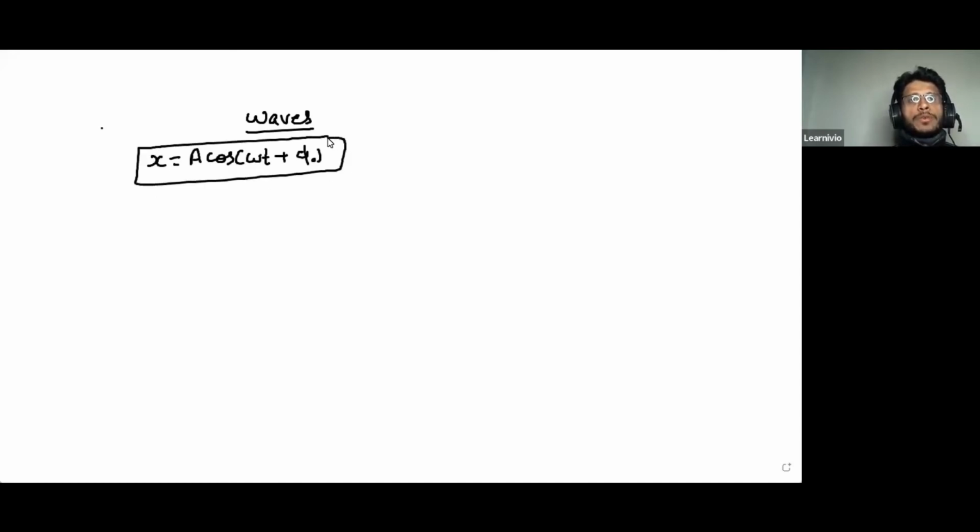Last class, we discussed the wave equation. The wave equation is y is A cos(omega t plus phi naught). This is the wave equation. There is one more term: kx minus omega t plus phi naught.